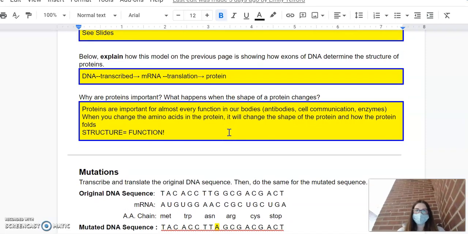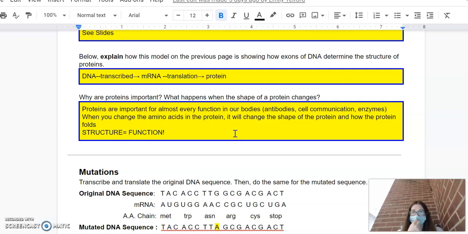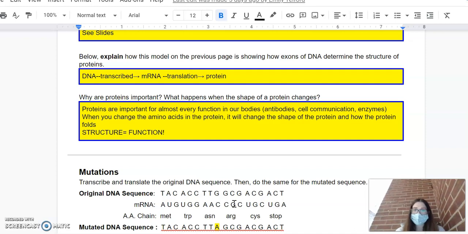What happens when the shape of a protein changes? So I said proteins are important for almost every function in your body. We looked at examples of this: antibodies, cell communication, enzymes. And then when you change the amino acids in a protein, it will change the shape of the protein and how the protein folds. So remember that very first activity we did where you looked at an applet of a little amino acid chain, and you changed the identity of the amino acids, and it changed how it folded in on itself, because some amino acids are hydrophobic and some are hydrophilic. So that is a good animation for this question right here. And also remember, structure equals function. If you change the shape of the protein, you're going to mess with its function.